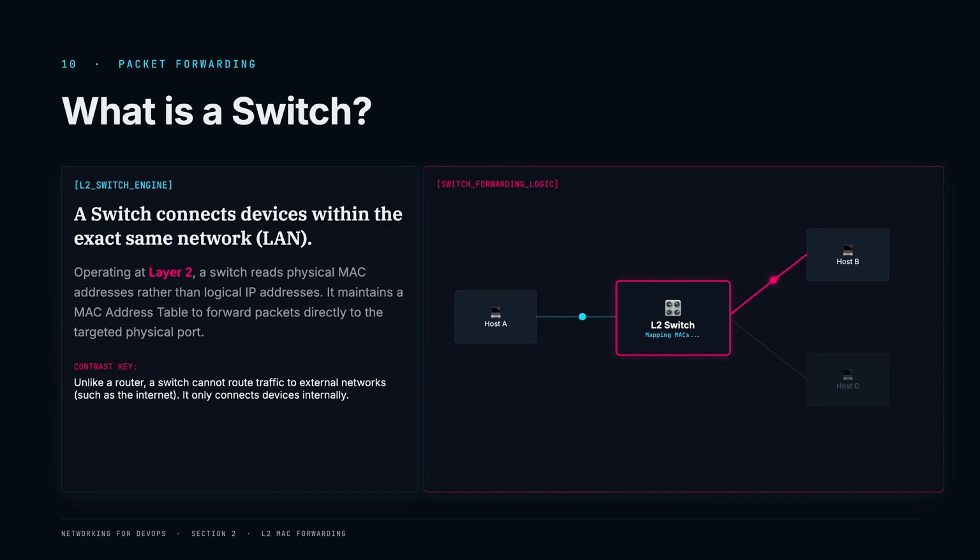So for inside your building, if you want to connect multiple devices internally so they can communicate internally, for that we need a switch. But if you want to send it outside to the public internet, we want a router for that.